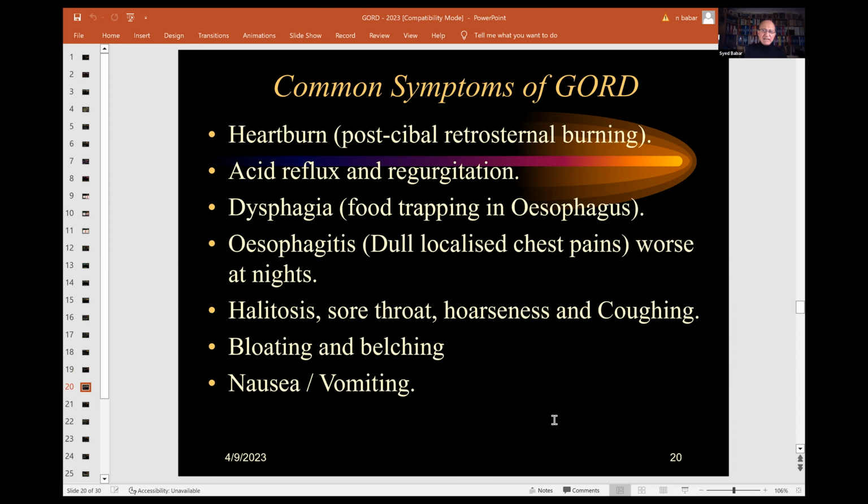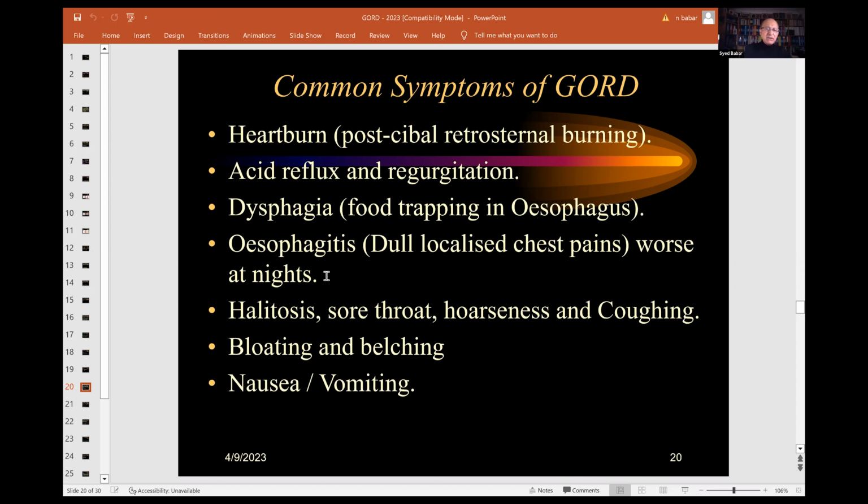Common symptoms we have already discussed, and this is a question of quick revision. Post-cibal retrosternal burning, feeling of acid reflux and regurgitation unintentionally, dysphagia or sense of food stuck in the esophagus, esophagitis causing localized chest pains, worse at nights. Angina is worse on exertion, and esophagitis or reflux is worse on dependency when the head is level with the stomach.